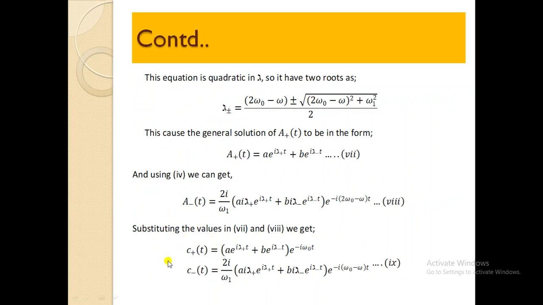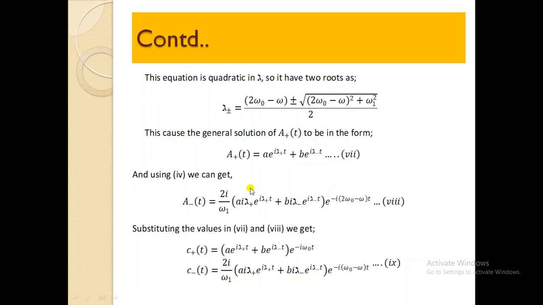A minus t we have found, done cross multiply and then taken the derivative of this. Since this term is independent of time, it is not necessary to take its derivative because the derivative of it is already 0. So while doing the derivative, what we will get is I lambda plus a e to the power I lambda plus t, and for this derivative b I lambda minus e to the power I lambda minus t, and the other term we have rearranged from IV.